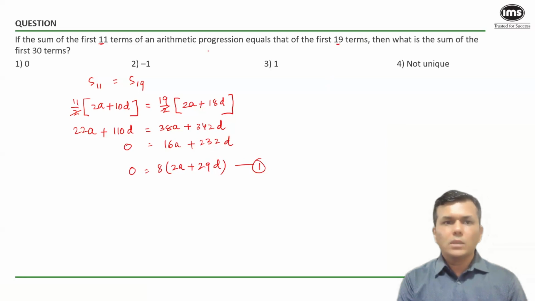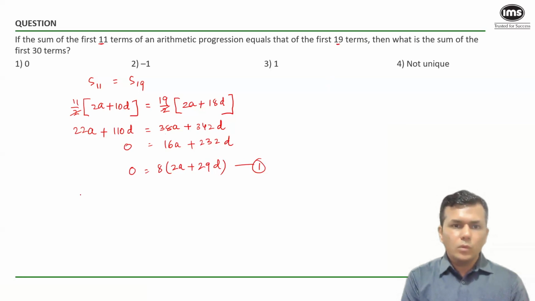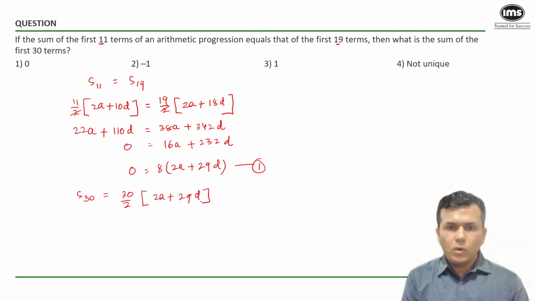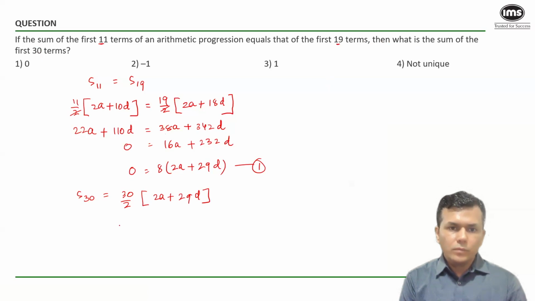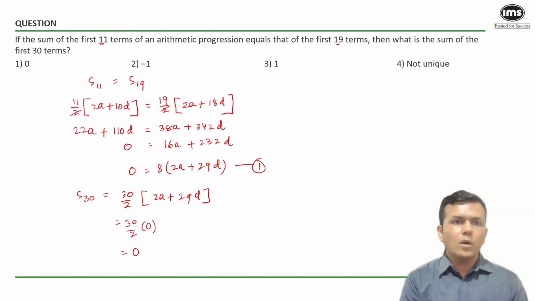Now we will find out the sum of first 30 terms, which is going to be S30. So S30 is going to be 30 by 2 into (2a + (n-1)d), which is 29d. And we already have the value of 2a plus 29d, which is equal to 0. So this becomes 30 by 2 into 0, and that is 0. So this is our answer. Sum of the first 30 terms is going to be 0.